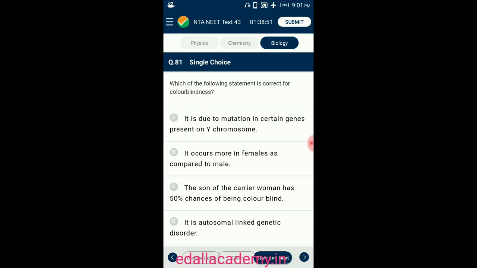Question number 81. Which of the following statements is correct for color blindness? Normal woman, the son of the carrier woman has 50% chances of being colorblind. So the answer for this question is option C. The son of the carrier woman has 50% chances of being colorblind. So that is the correct statement for color blindness.